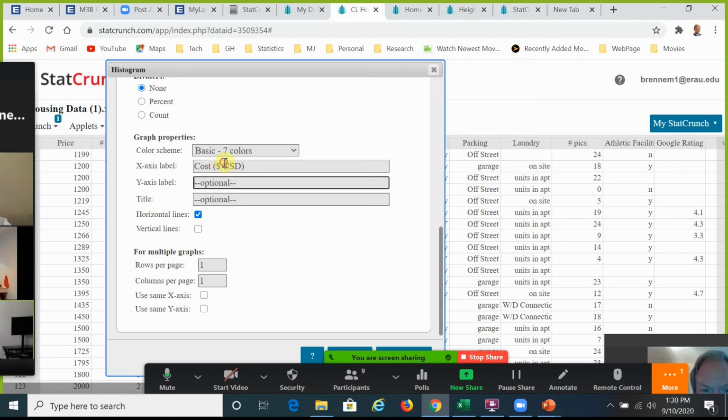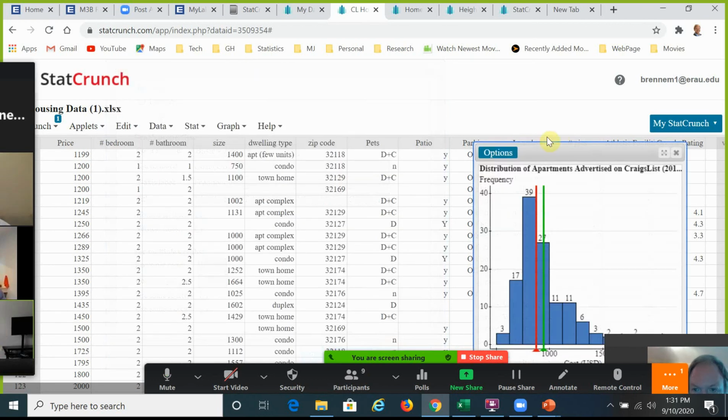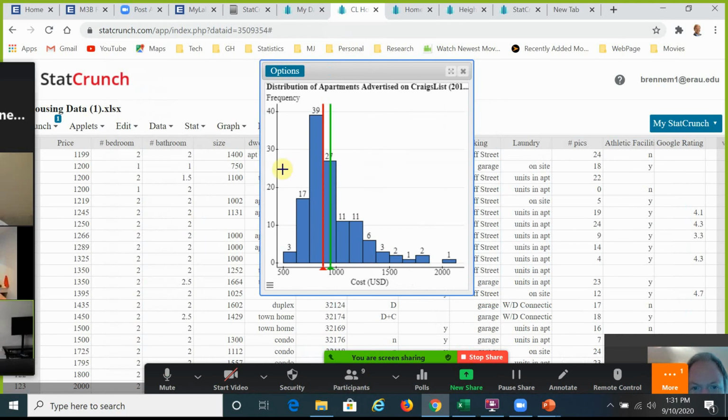And actually, USD is kind of redundant, right? It's kind of like ATM machine. And frequency. Okay, for the title, I'm just going to put distribution of apartments advertised on Craigslist. And I'll put the year, because that is kind of relevant. And we're pretty much done. And there we are. So that's a nice little plot.